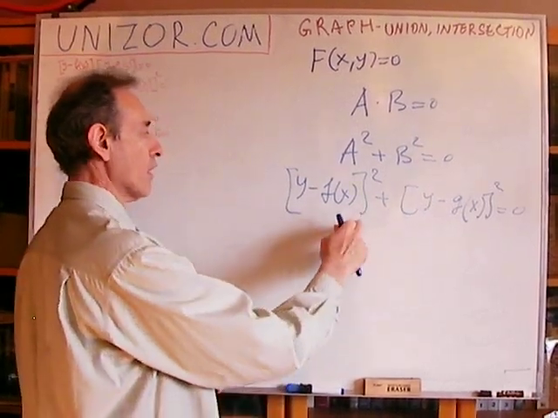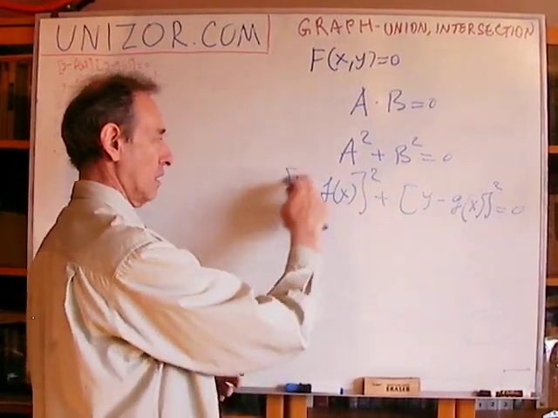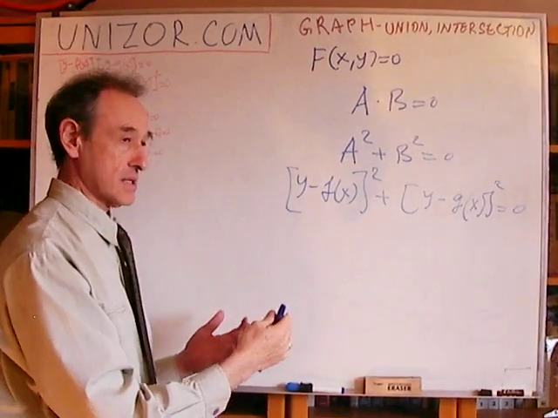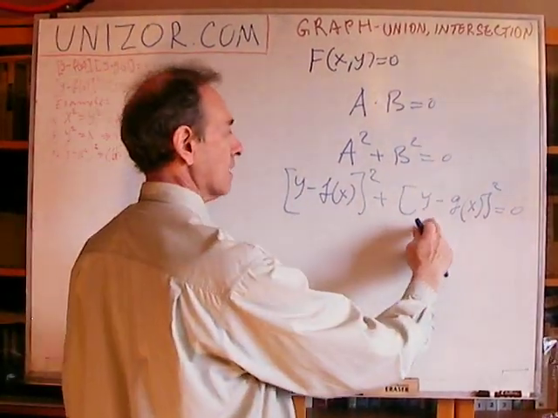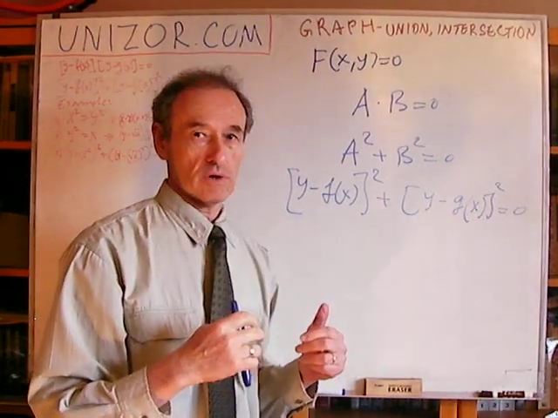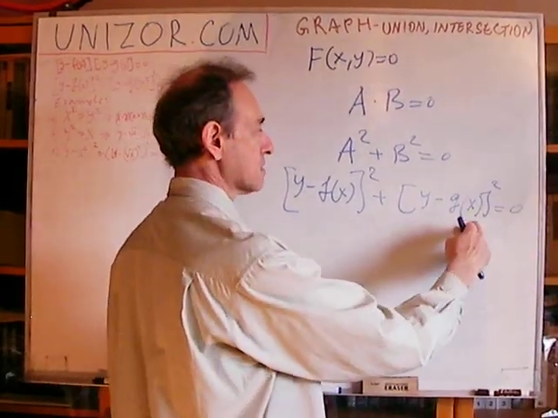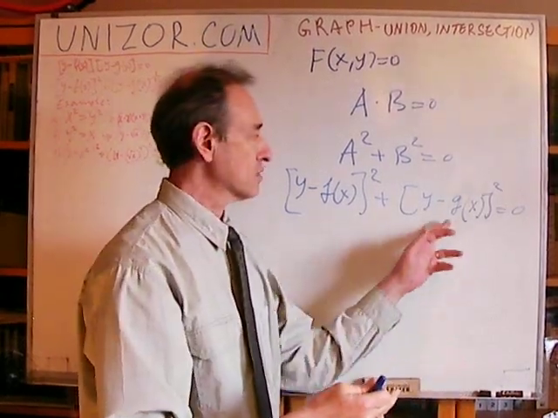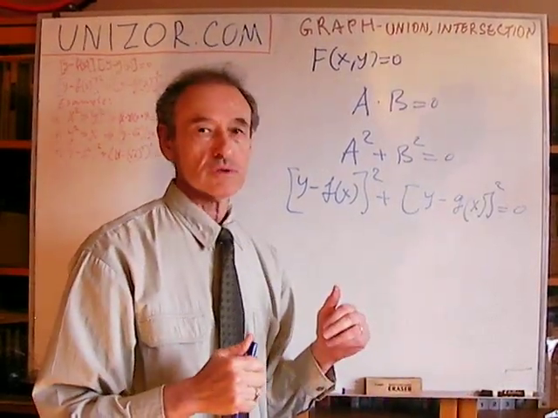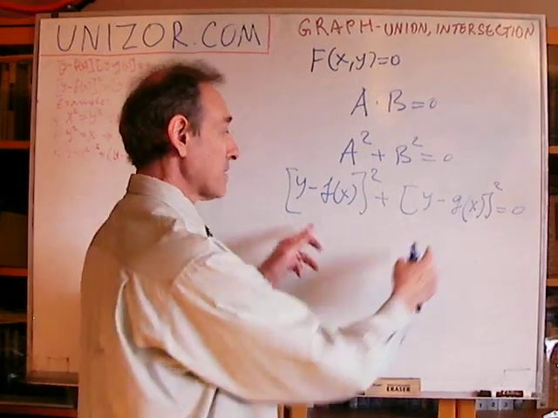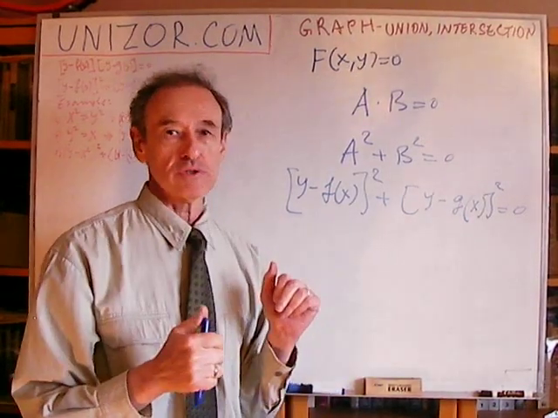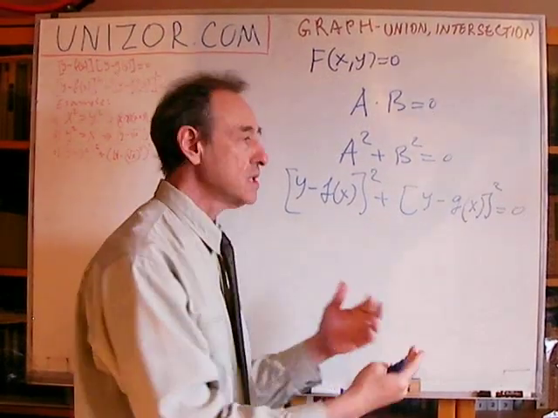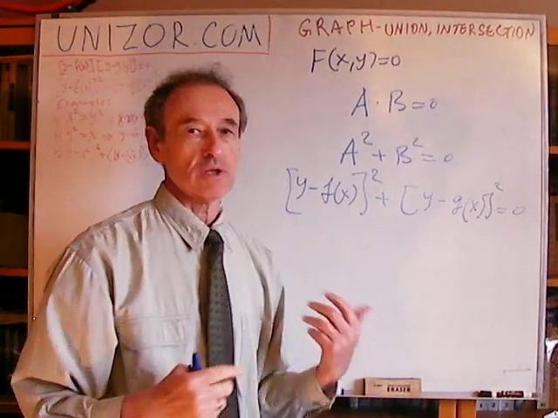So, all the points which are represented by the function y is equal to f of x must be there first. Then, this also must be equal to zero, which means the second piece is all the points which represent the function y is equal to g of x. But since both of them must be equal to zero, it's only the intersection between these two graphs which would be a graph of this particular equation.